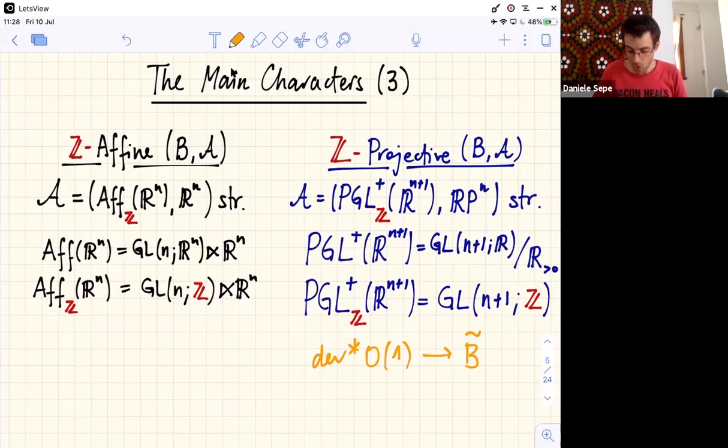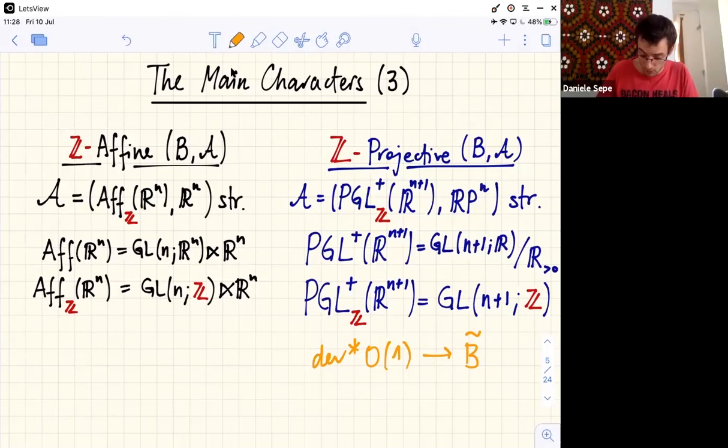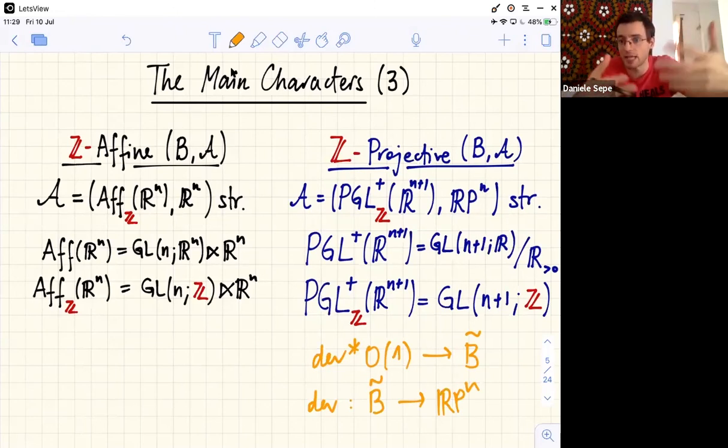Could you quickly remind us what the developing map is? So it's associated to any GX structure. There is a local diffeomorphism that goes from the universal cover to the model space. In terms of coordinates, the idea is you fix a coordinate patch, and now you use rigidity of the action to extend this map along paths, right? Because what is the universal cover? It's the space of paths up to homotopy, pointed if you wish, and then you can check that this construction actually carries out and it's well defined. Okay, I hope I answered your question.